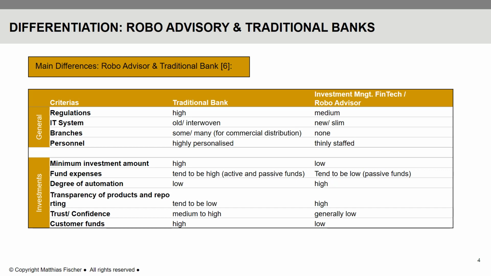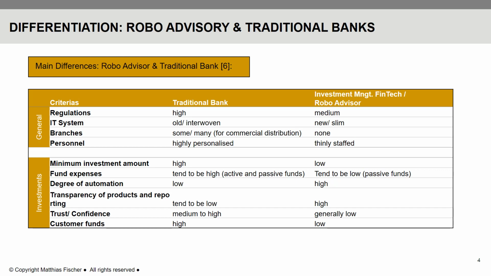The table shows the criteria for the comparison on the left side. The characteristics of the bank are in the middle, those of a typical robo-advisor on the right. The regulatory requirements are challenging for both the bank and the robo-advisor. Traditional banks have a high regulatory burden, but robo-advisors also have regulatory burden.